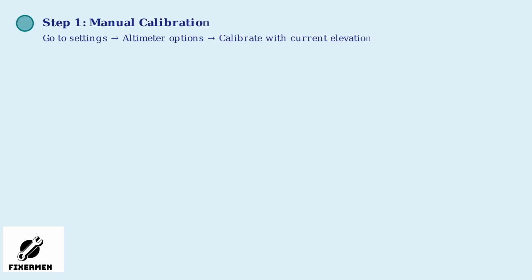First, manually calibrate your altimeter. Go to your watch's settings, find the altimeter options, and calibrate using your current elevation. You can find this using a reliable source like a map or your smartphone's GPS.